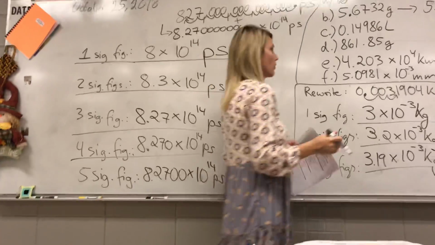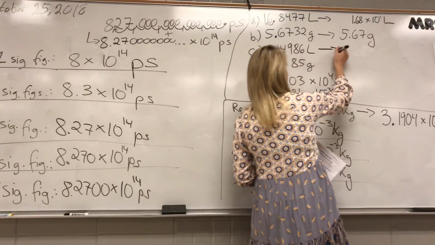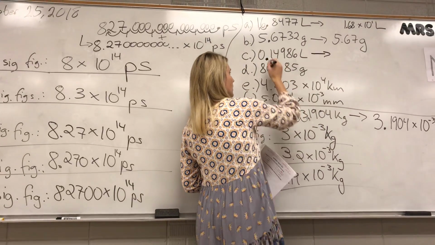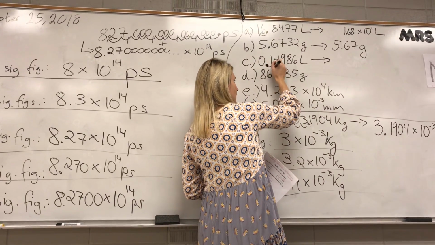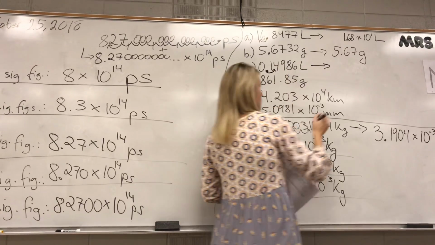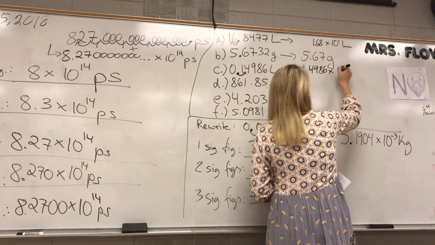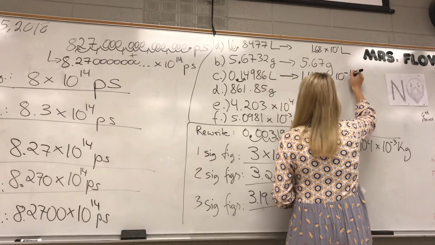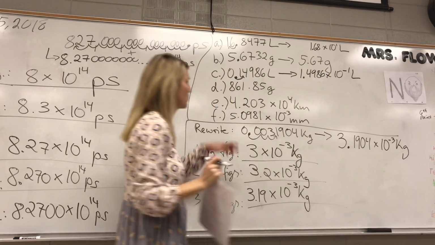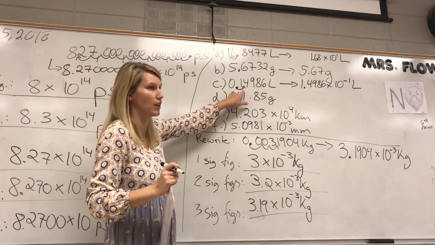All right, how about 0.14986 liters? How do I get that into scientific notation? Move it to the right. How many times? Four. So what does it become? Times 10 to the what? -1, right? You move the decimal one time to the right.